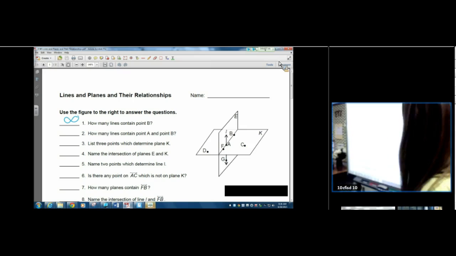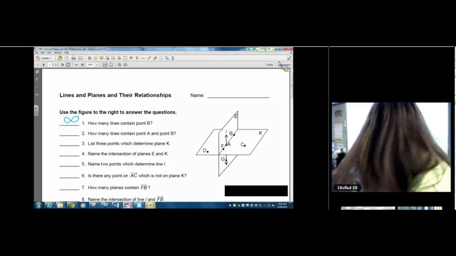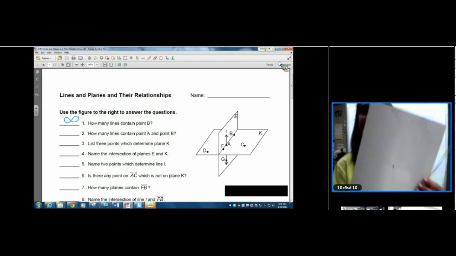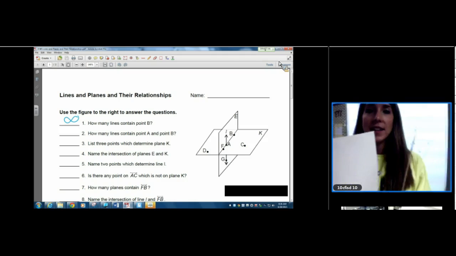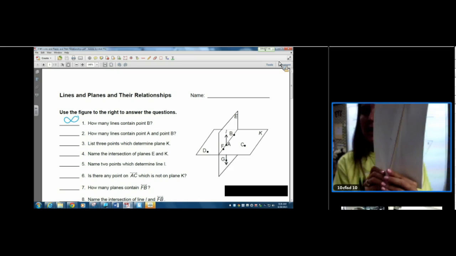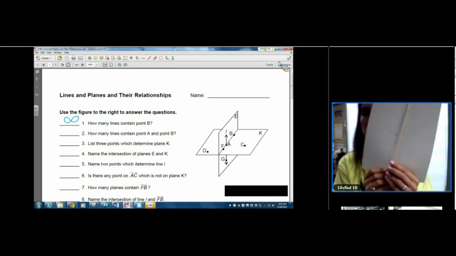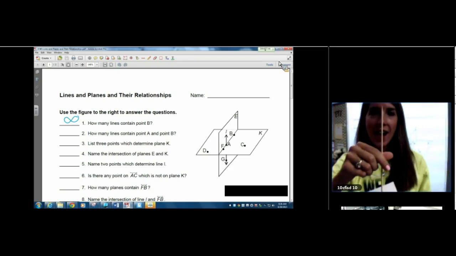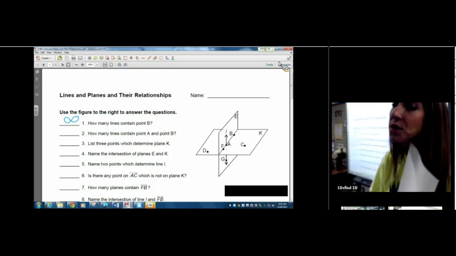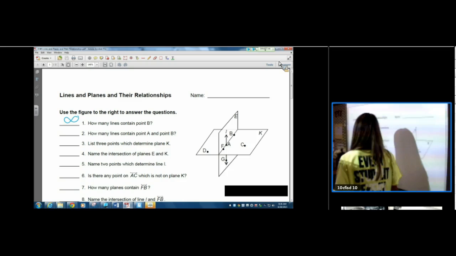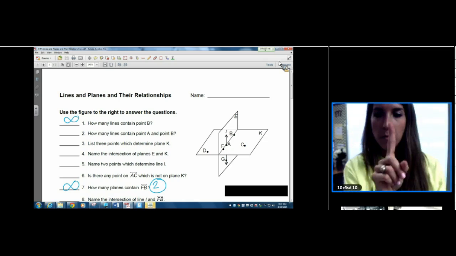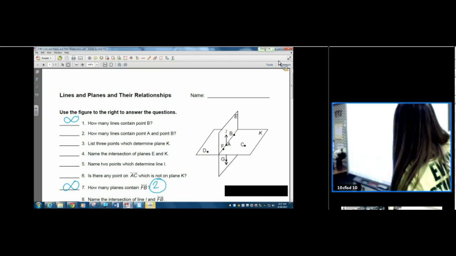Number 7, how many planes contain line FB? Now, remember, when we were talking about planes, and we only had 2 points on our plane, which a line is defined by 2 points, we had an infinite number of planes because this plane can pivot. You see me pivoting this plane? I could keep rotating it around that line. I could still contain this line, and I could make an infinite number of planes. So that's why that one is infinite as well. Because a line has 2 points, and 2 points does not define a plane. It's not enough points to define one plane. Infinite planes.